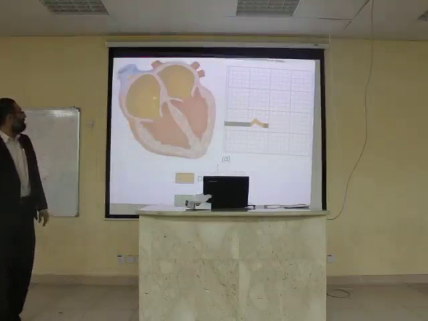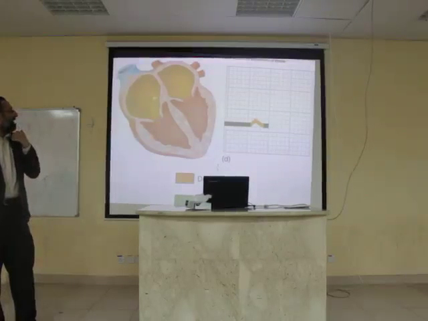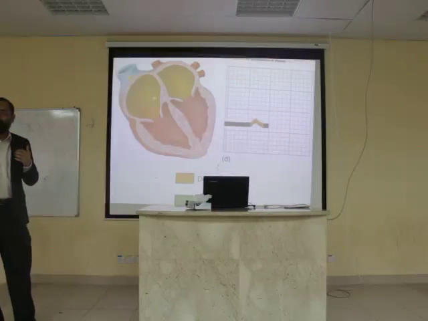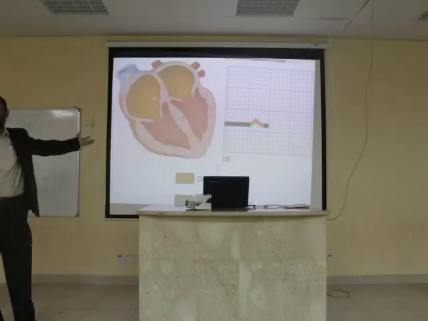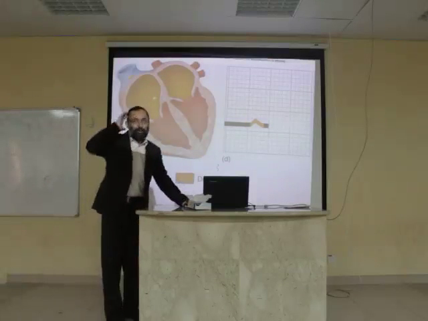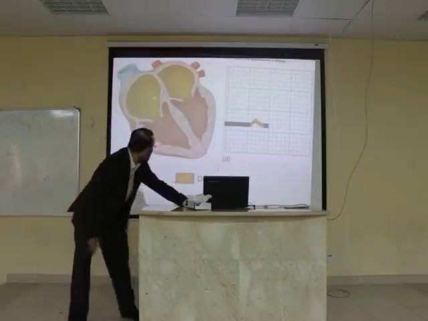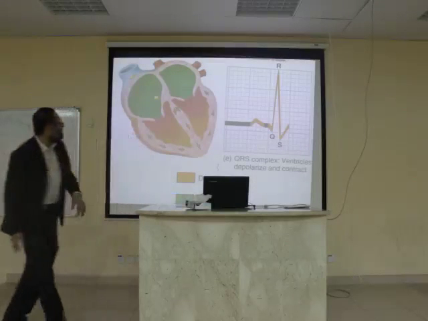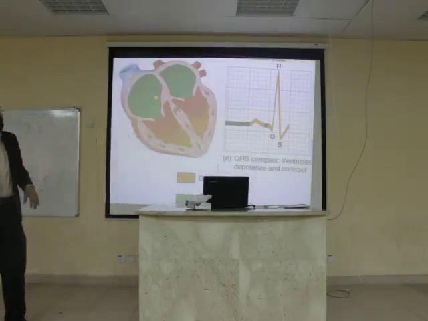What is happening now? Delay. AV delay, AV nodal transmission. You don't see that really here in the diagram, isn't it? You can't see that. But you can imagine it's happening. Yes. Alright. What is now happening? QRS.